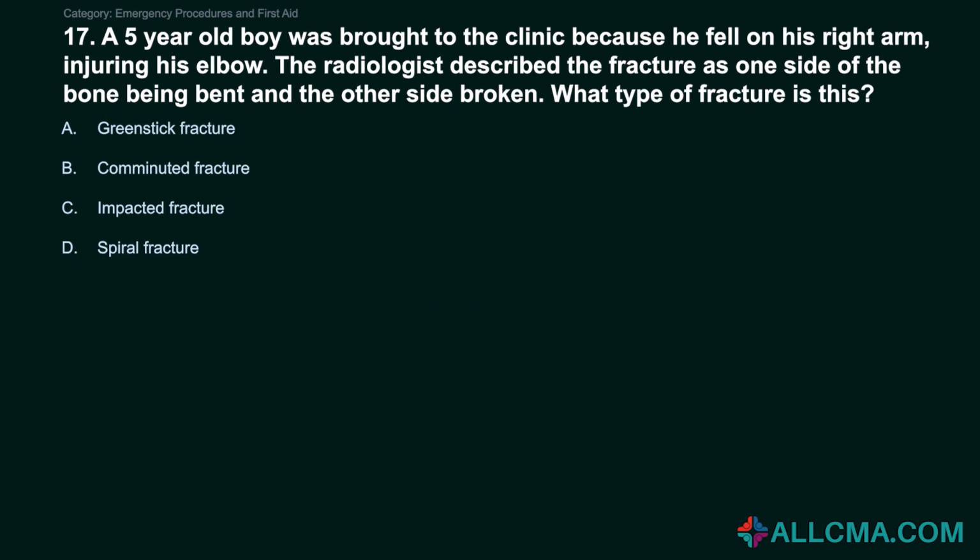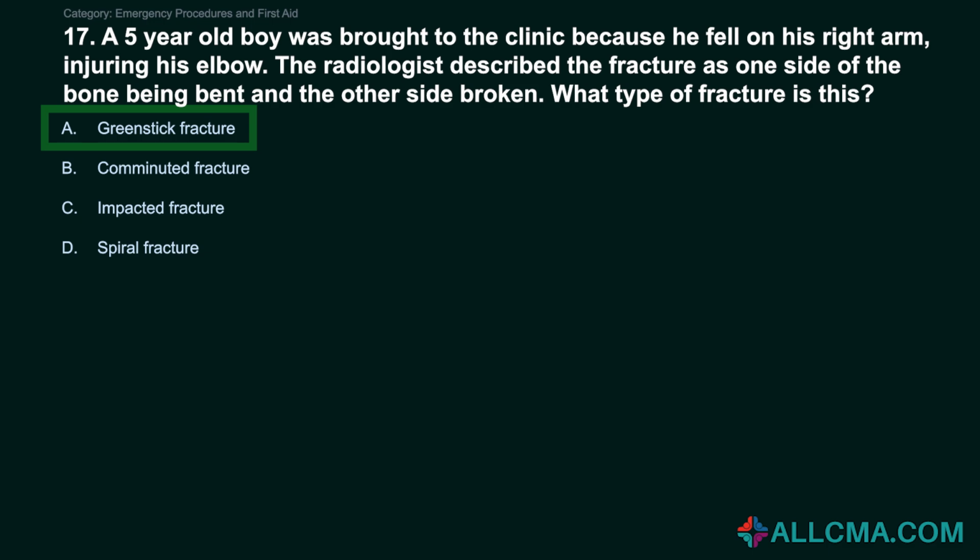17. A 5-year-old boy was brought to the clinic because he fell on his right arm, injuring his elbow. The radiologist described the fracture as one side of the bone being bent and the other side broken. What type of fracture is this? A. Green stick fracture. B. Comminuted fracture. C. Impacted fracture. D. Spiral fracture. Correct answer: A.